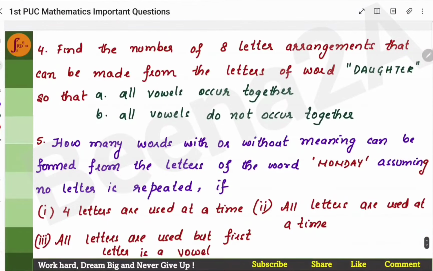These are a few more. Find the 8-letter arrangements in the word daughter, where all vowels occur together or all vowels do not occur together. This is another example, Monday. You have to find different arrangements that can be made using the word Monday, where 4 letters are used at a time, or all letters are used at a time, right? All these kinds of examples.